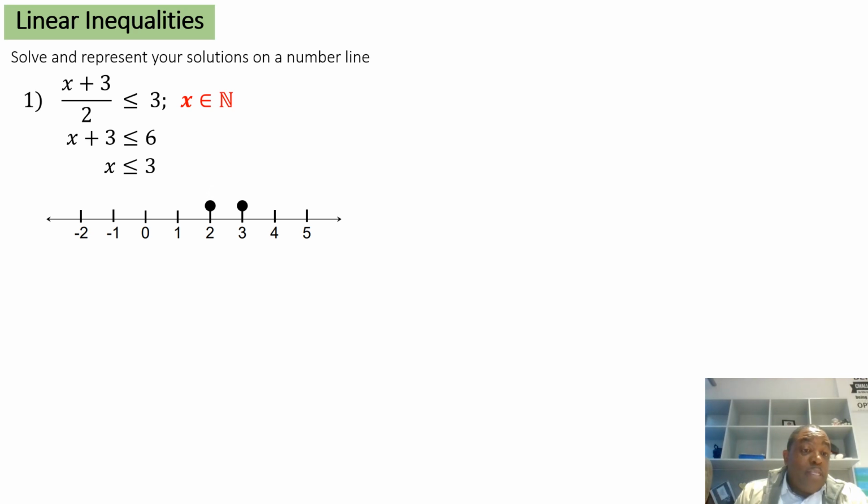But these are natural numbers. There are no other natural numbers below 1. Remember, natural numbers start at 1 and they go up to infinity. So if we are representing the ones that are from 3 going down, the last one will be 1. So watch out for things like that, tricky scenarios.